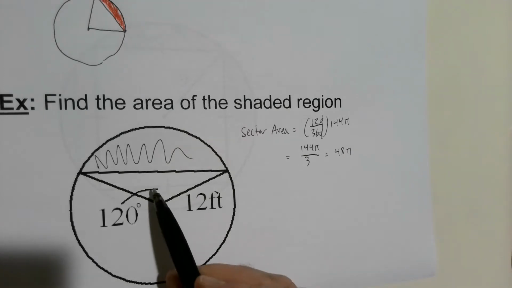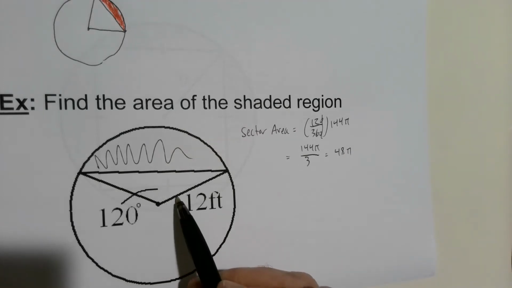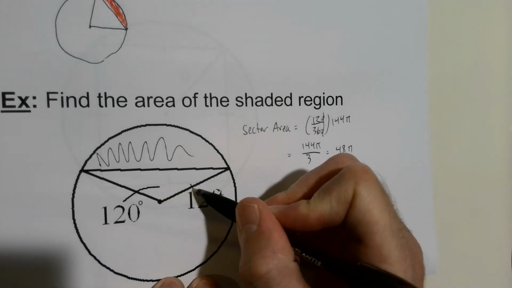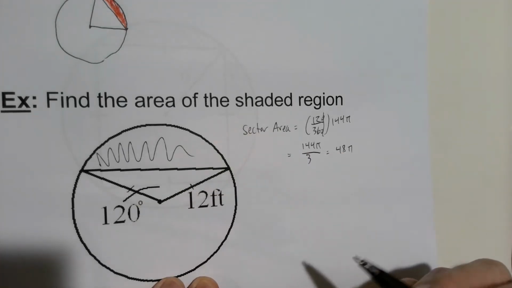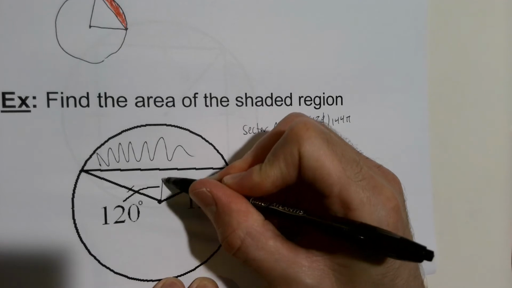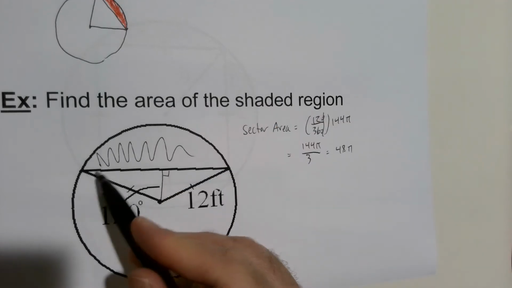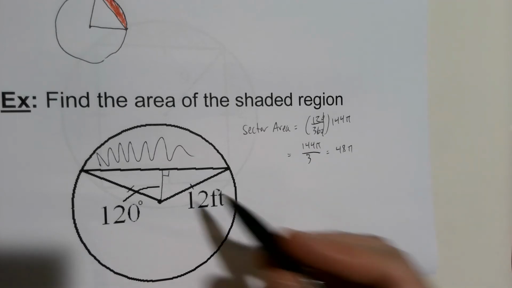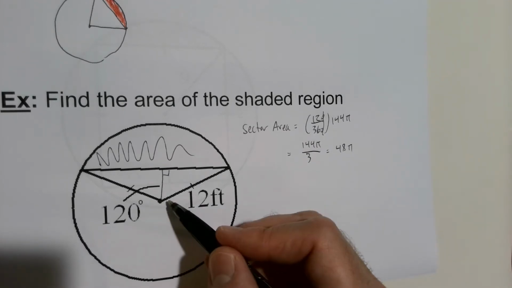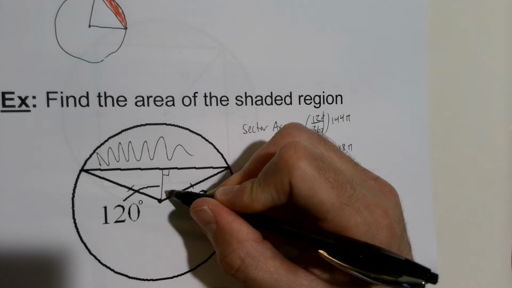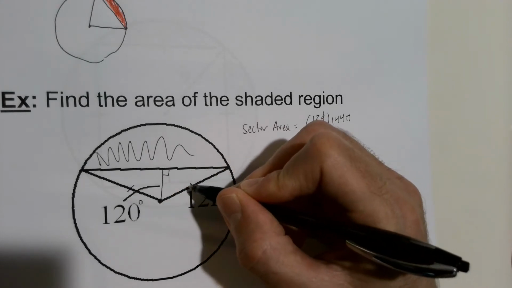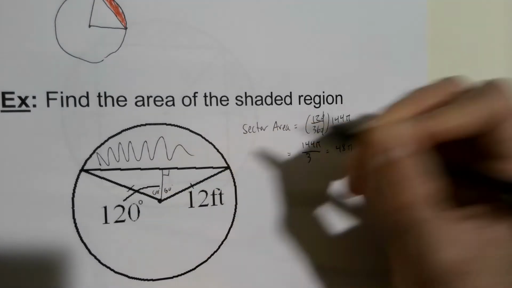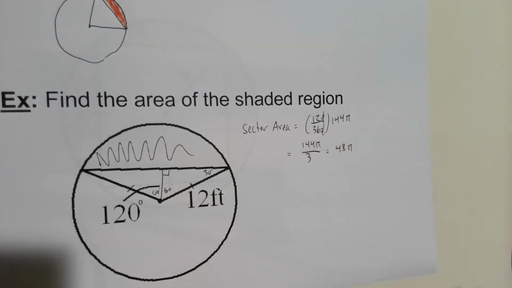Okay, so now what we need to do is find the area of this triangle and subtract it from 48 pi. Now this triangle right here should be isosceles because those are radii. We need to know the height and the base, and then from there we can do 1/2 base times height. Now if this is a 120-degree angle, that's going to get cut, since this is an isosceles triangle, into 60 and 60. Oh, look at that, another 30, 60, 90 triangle.